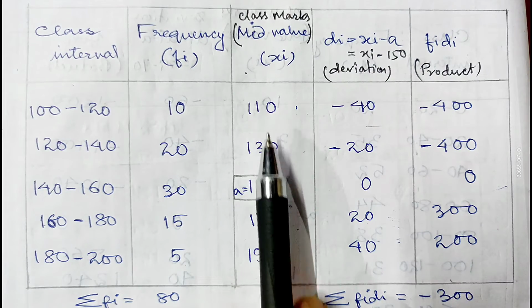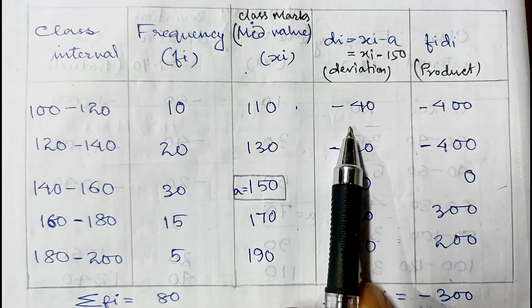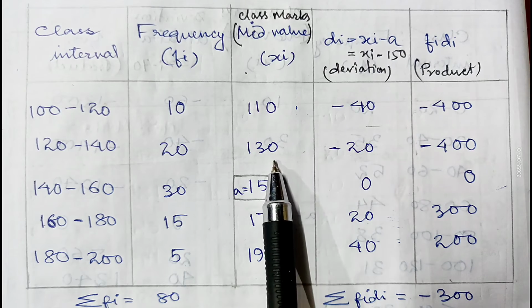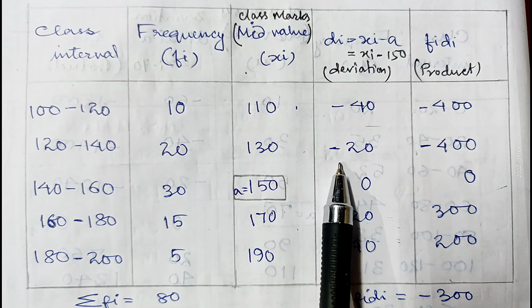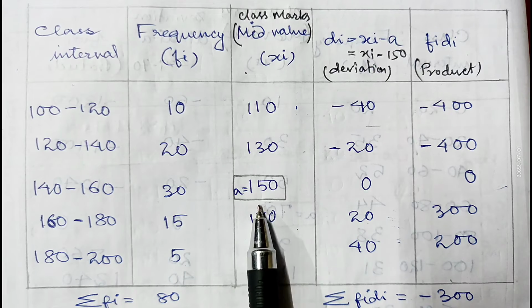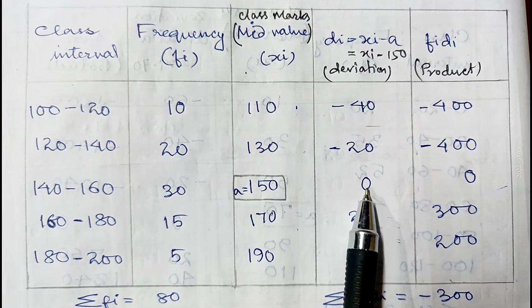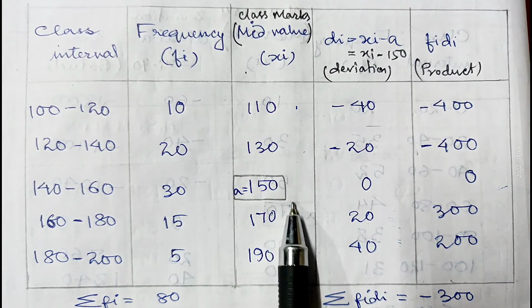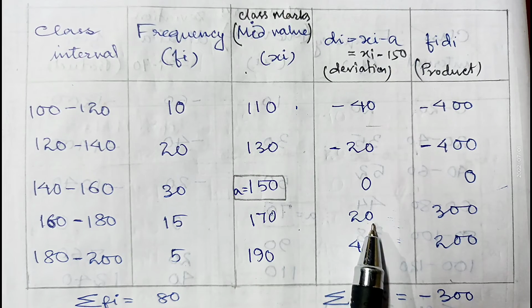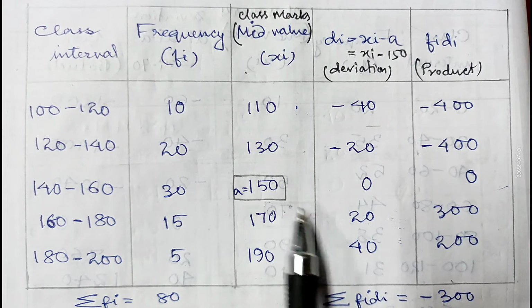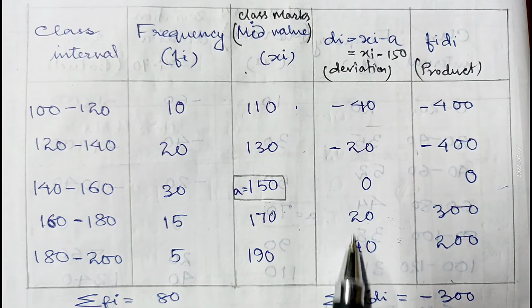So 110 minus 150 will give minus 40. 130 minus 150 will give minus 20. 150 minus 150 will be 0. 170 minus 150 will give 20, and 190 minus 150 will be 40. So we got the deviations.